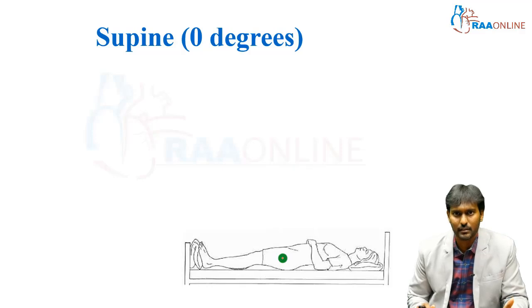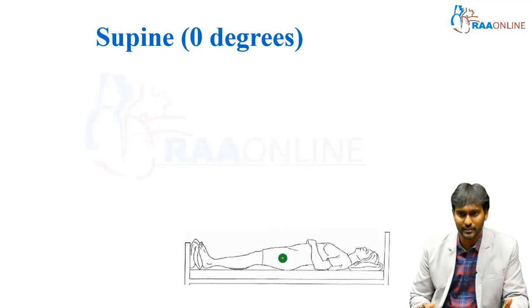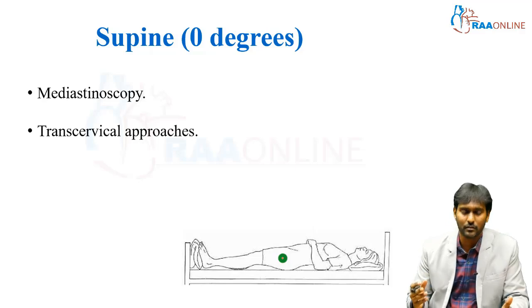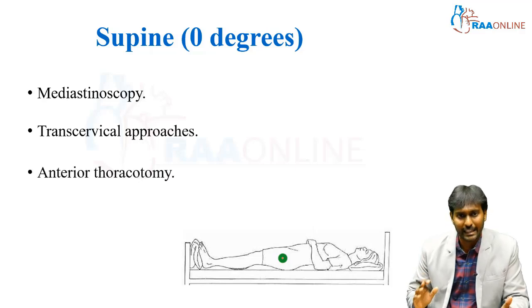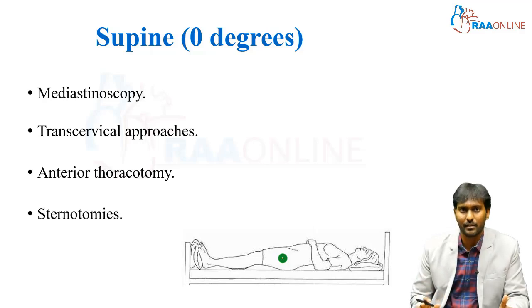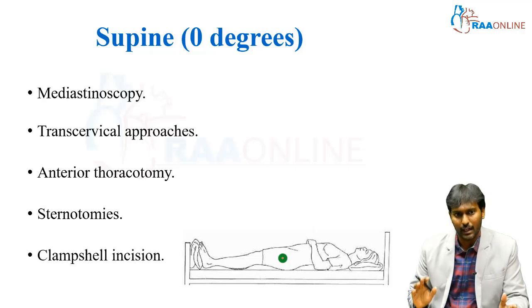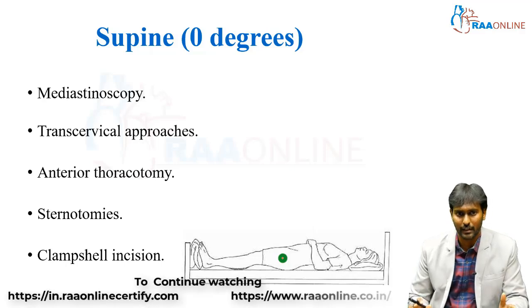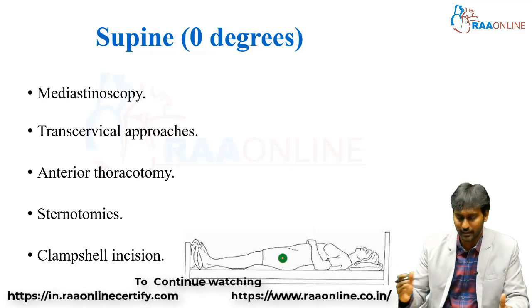So the first position is your 0 degrees, that is a supine position, where you can see the patient lying flat and supine. So what is the use of this position? Anywhere where you want to plan a mediastinoscopy, or you are planning trans-cervical approaches, for example, in case of Pancoast tumor, any anterior thoracotomies and sternotomies, these procedures can be addressed using a supine position. And last but not the least, it's the clamshell incision, which is rarely used. It is nothing but a bilateral thoracotomy along with a sternotomy, which I will explain in the upcoming slides.